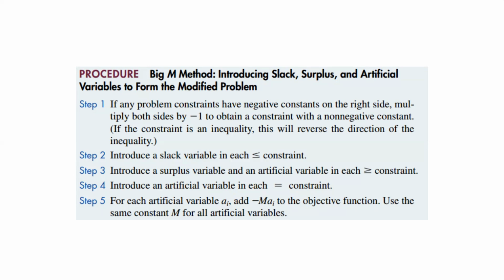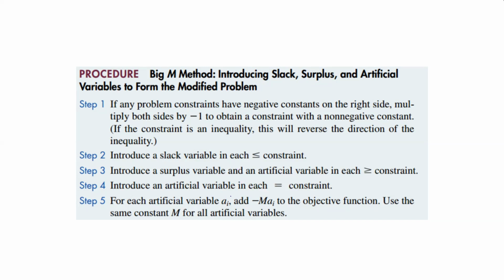Now, if the constraint is an inequality, then remember you're going to reverse the direction of your inequality. So that's going to be a key thing to remember. Multiplying by a negative changes the direction of the inequality. Then we're going to introduce a slack variable. So again, key here is it's a slack variable when we have less than or equal to. It's a surplus variable plus an artificial variable when we have greater than or equal to. And we're going to introduce an artificial variable in each equals constraint.